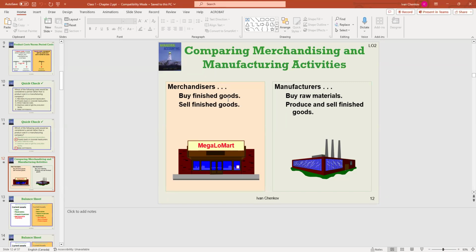But for the merchandiser, what's interesting is they buy finished goods and sell finished goods. They're not involved in the production or manufacturing of those goods. They're just buying ready stuff and selling the same stuff. So for example, if the company buys computers, it's going to sell computers. If the company doesn't buy cell phones, obviously it cannot sell cell phones because they just don't have them. They have to buy them first and then sell them. A manufacturing company is one that buys the raw material, hires the labor, and then produces and sells those finished goods.